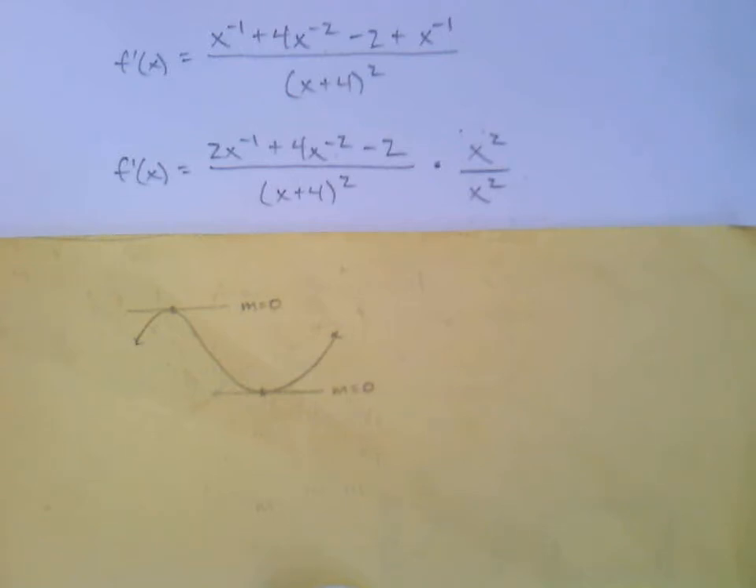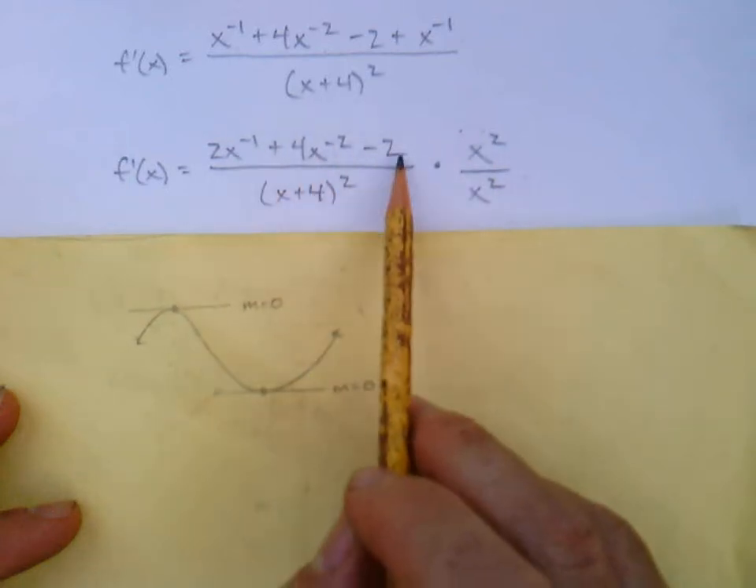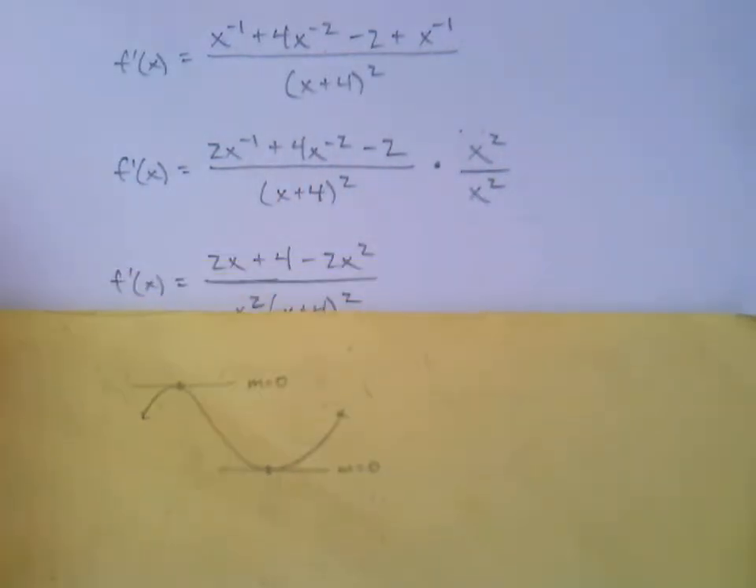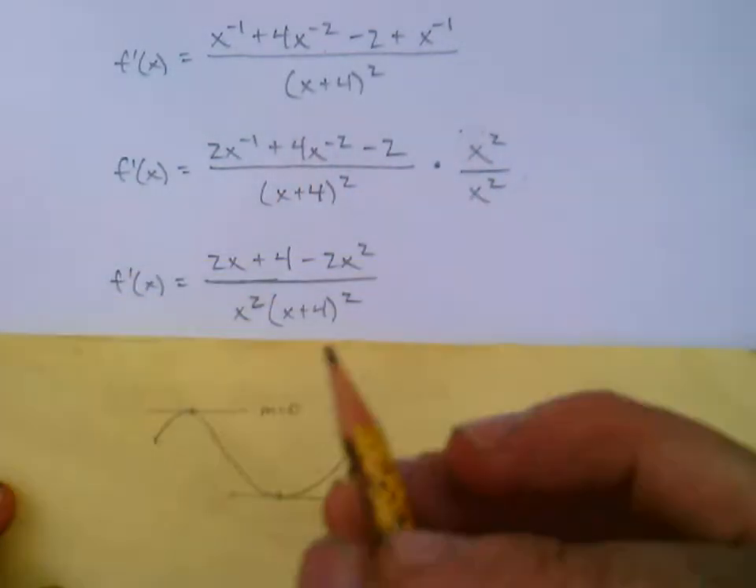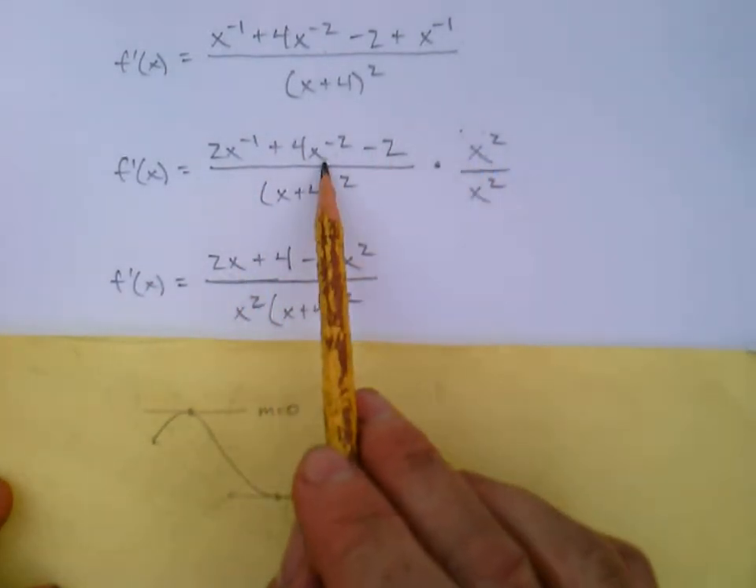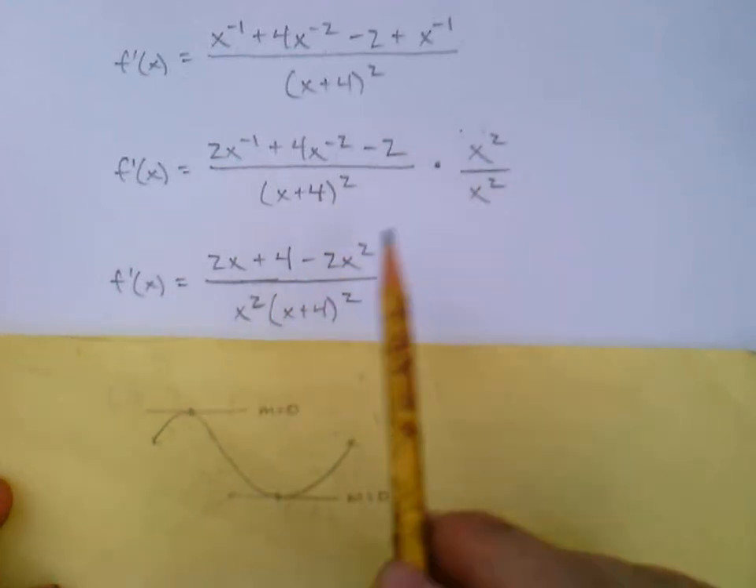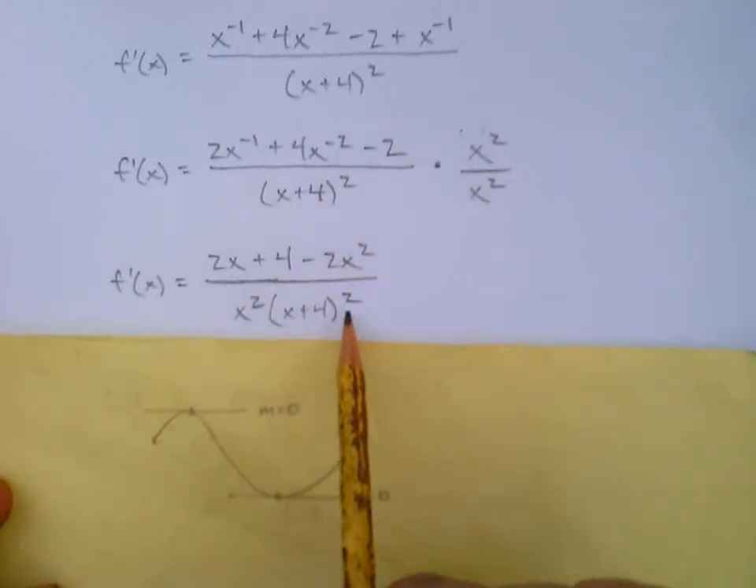Since I'm not in the room with you, I can't see your reaction, can't take live questions. Okay, let's try it out. So distributing there, and multiplying to the bottom, that's what we would have right there. 2x to the first, those cancel, plus 4 minus 2x squared. And then we've got the x squared down here now, x squared times x plus 4 squared, like that.